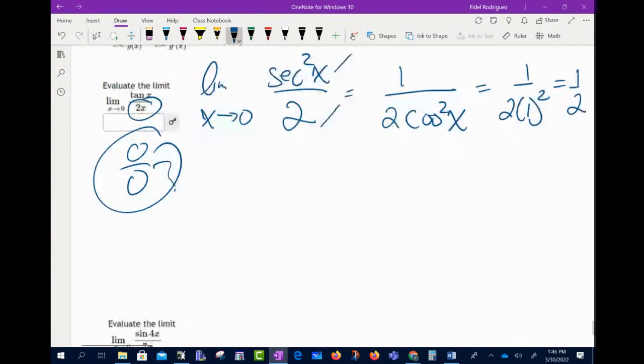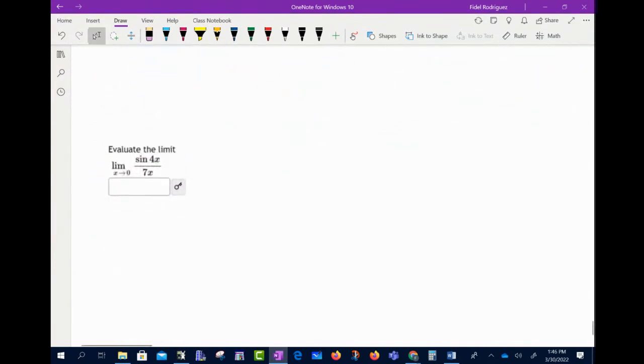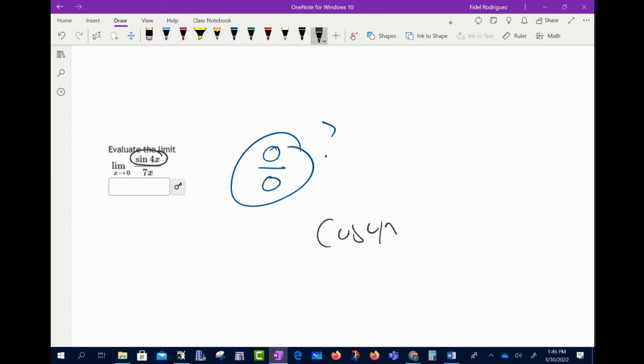So look, y'all, we're going to do the same thing with the next one here. I'm going to show you what's going to happen. If I plug in 0 directly, the sine of 0 is 0, 7 times 0 is 0. Again, that's indeterminate. I can't do it. But we can take the derivative of the top. Anybody know what's the derivative of sine of 4x? Cosine 4x plus 4. Not plus 4, times 4. Good. Okay. So we're taking the derivative of the top. Let's take the derivative of the bottom.